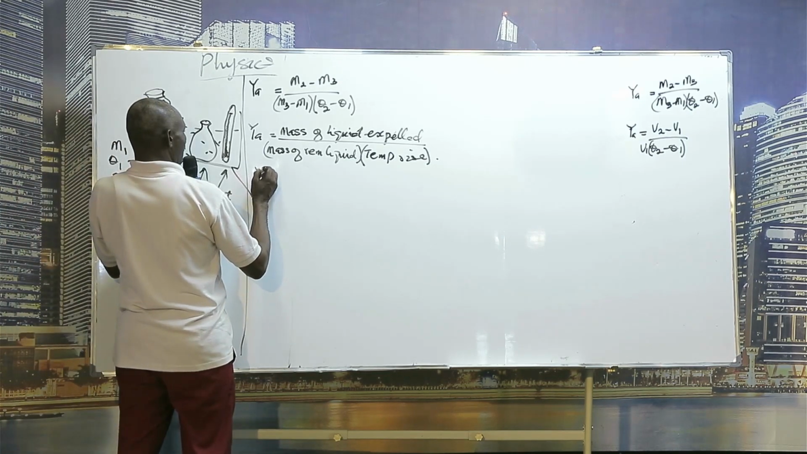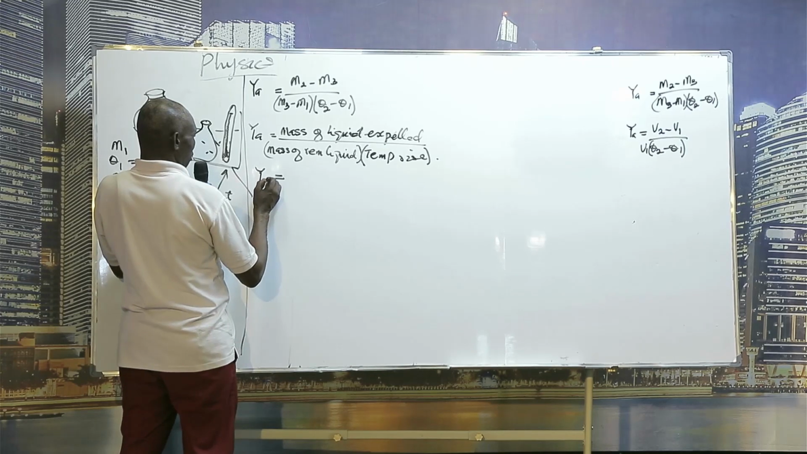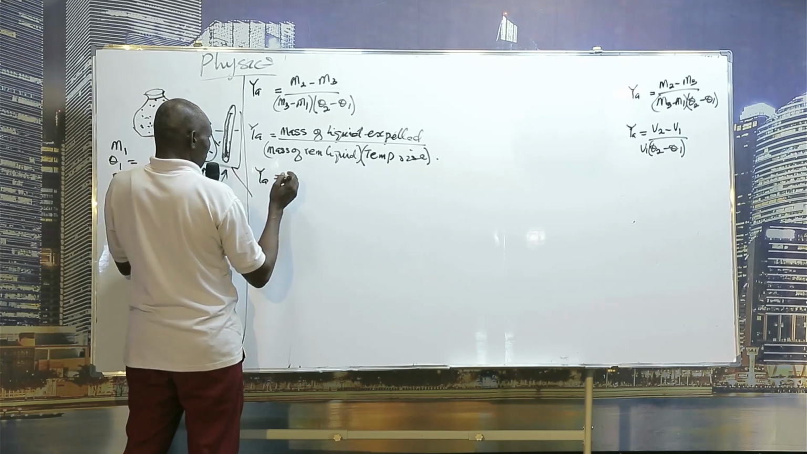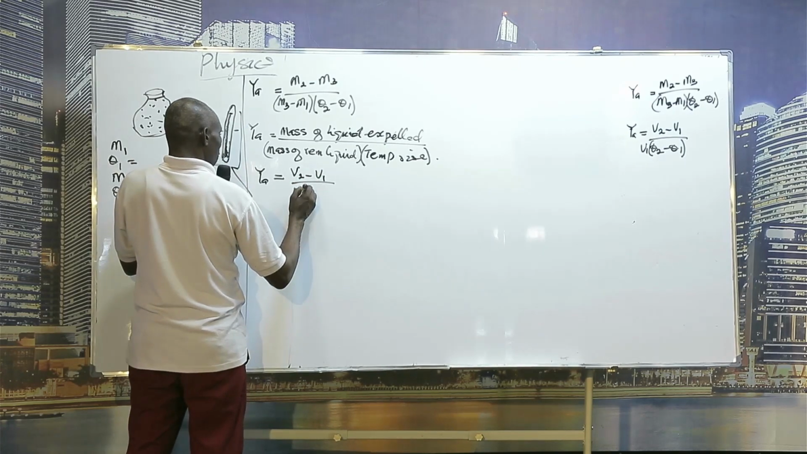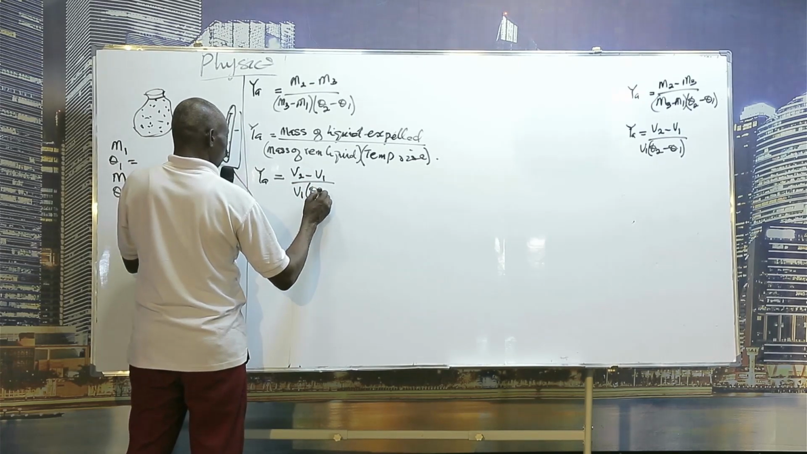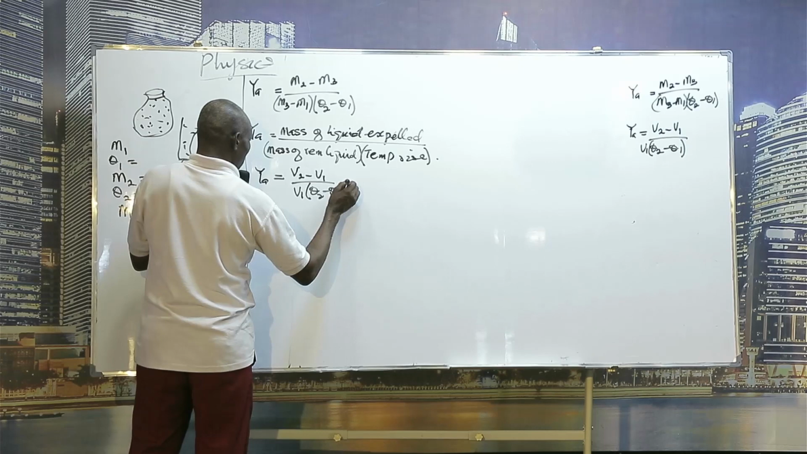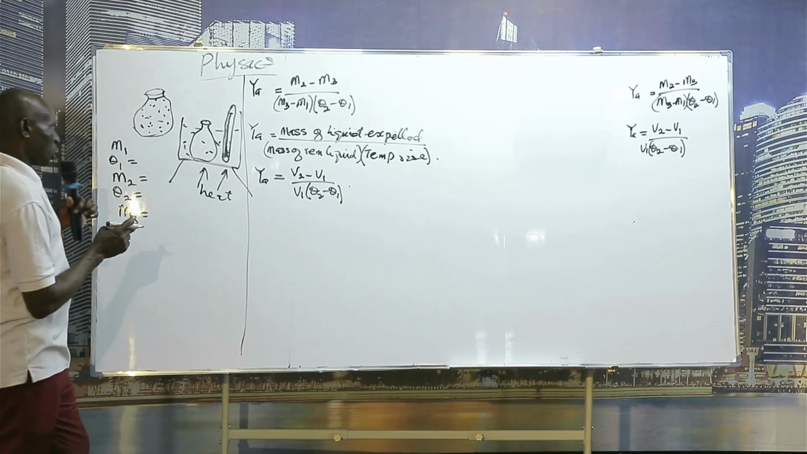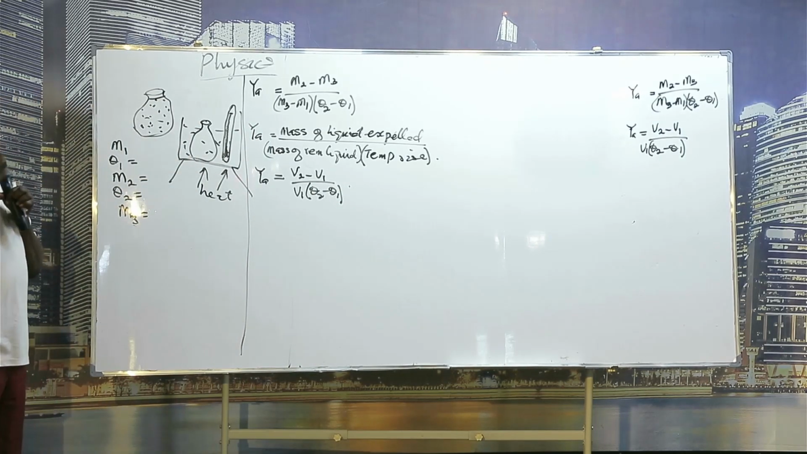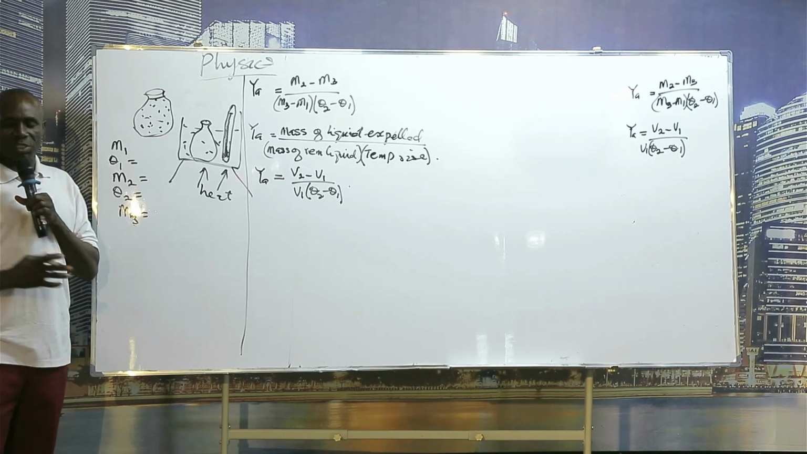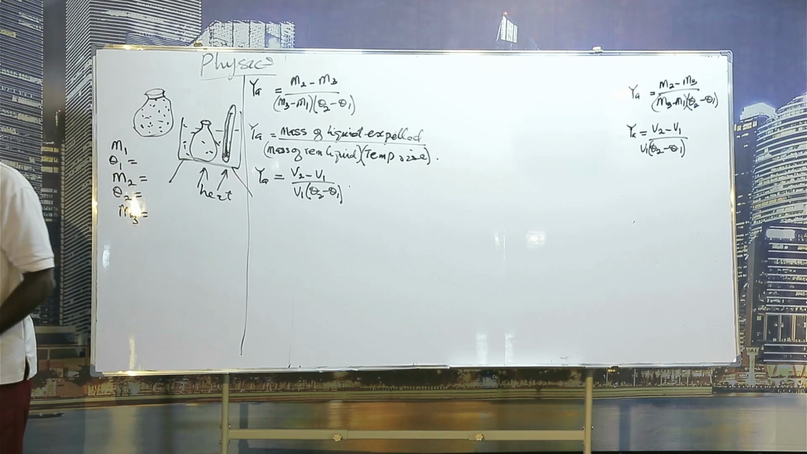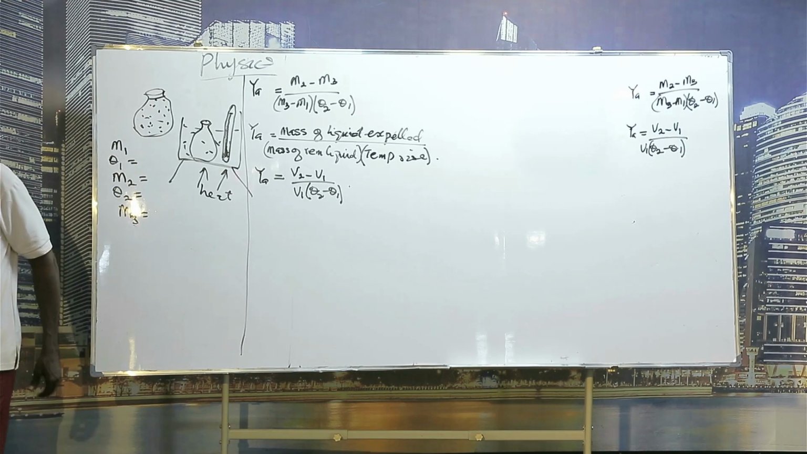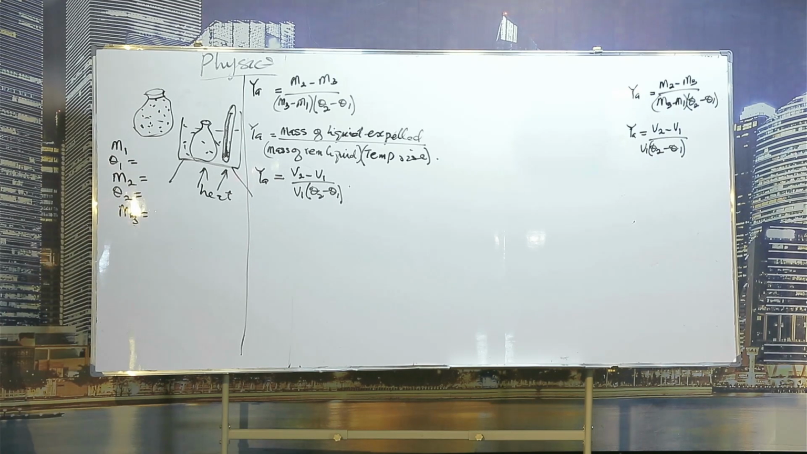Which is the same, when related to density, as V2 minus V1 over V1 into theta 2 minus theta 1. So this is what is called apparent cubic expansivity. Please put it down the same way. And then let's conclude after a few minutes.